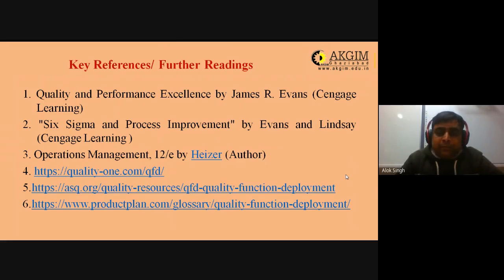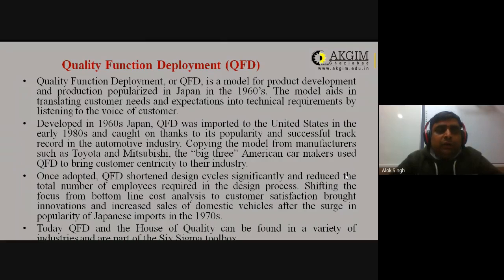So now the topic is: what is quality function deployment? Quality function deployment, or QFD, is a model for product development and production popularized in Japan in the 1960s. The model aids in translating customer needs and expectations into technical requirements by listening to the voice of the customer. What is the voice of the customer basically?